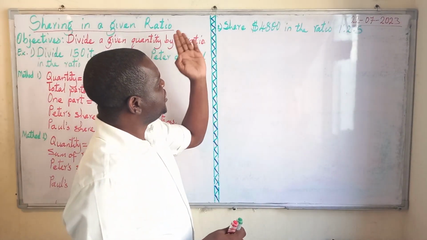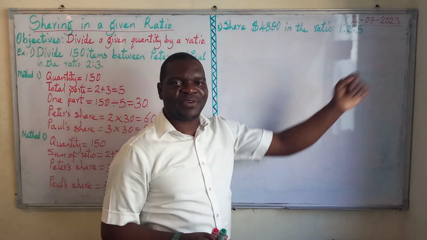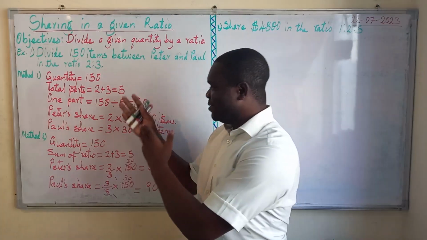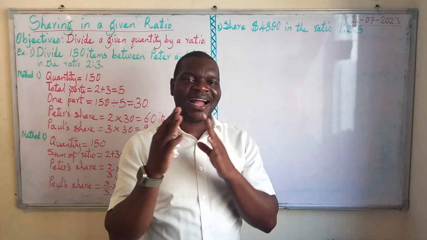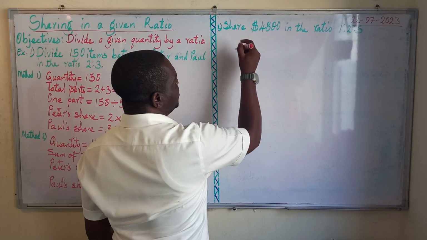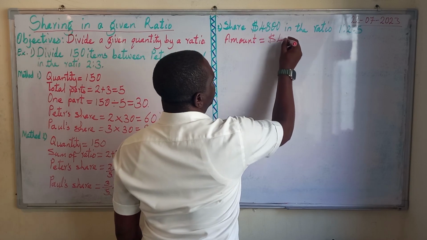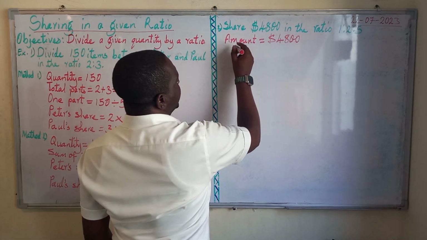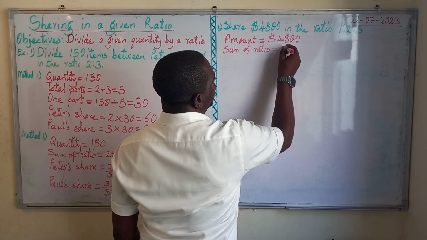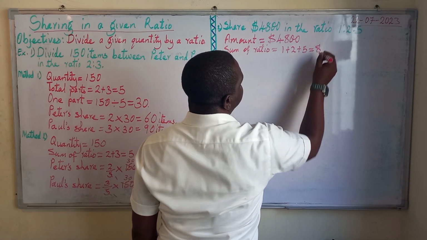Example 2 says, share $4,800 in the ratio 1:2:5. We are going to choose any of these methods. Of course, I like going by the second, to apply in this example and solve for the 3 shares. So the first thing we do as far as this is concerned, we identify the amount, which is equal to $4,800. Then we identify sum of ratio, which is equal to 1 plus 2 plus 5, and that is 8.